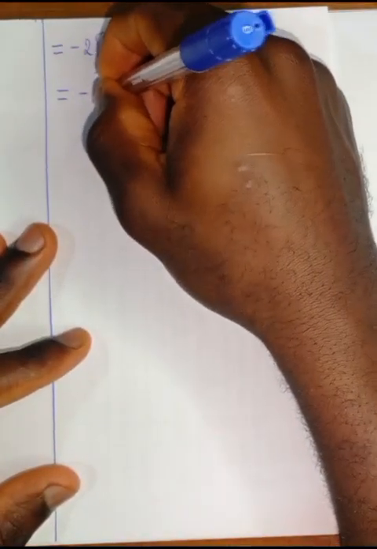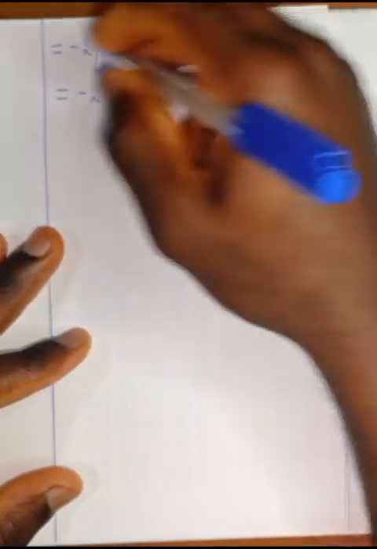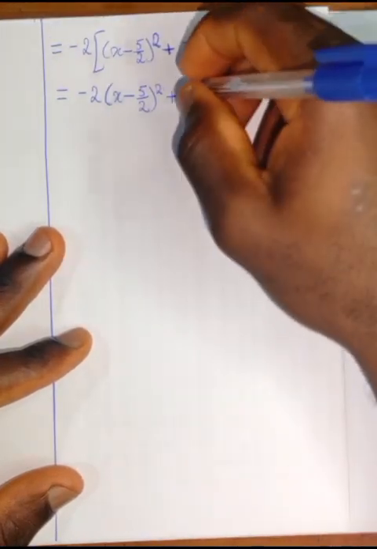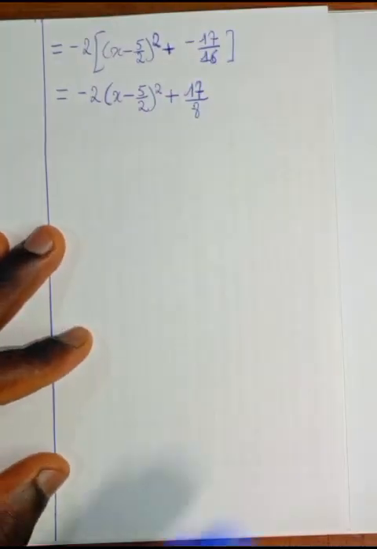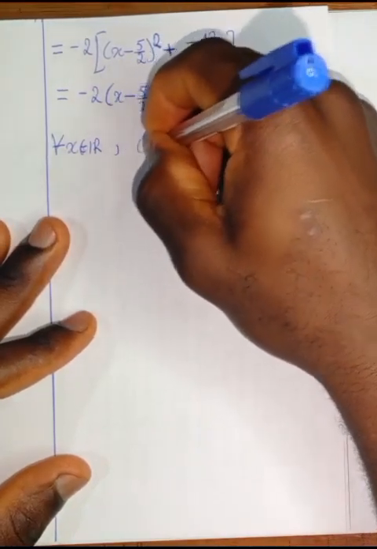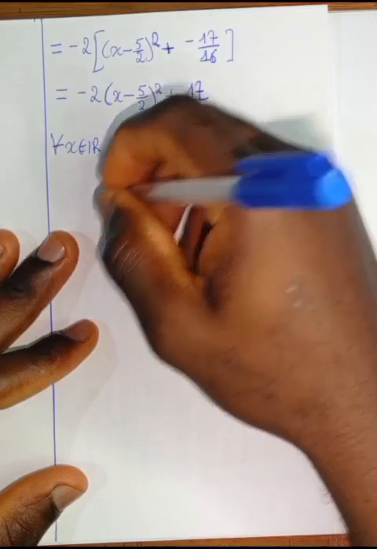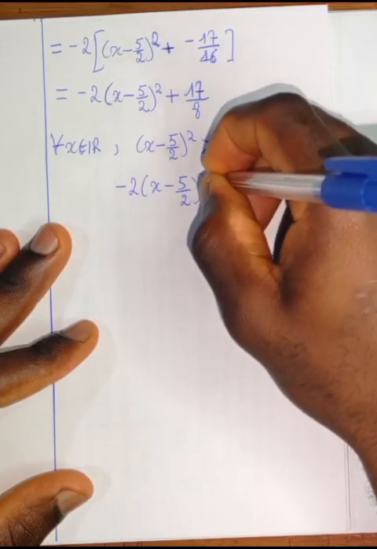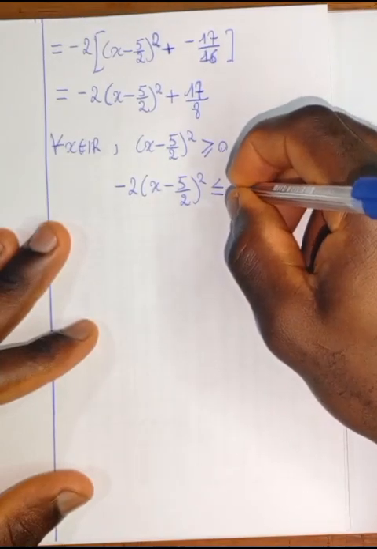This will give us, as we expand, negative 2 times x minus 5/4 all squared, plus, we know negative times negative gives us positive, 2 will go into 16 eight times, plus 17 over 8. Now we write, for every x belonging to the set of real numbers, we know that x minus 5/4 all squared will be greater than or equal to 0. Next, if we multiply both sides by negative 2, the inequality sign will reverse to less than or equal to, negative 2 times 0 remains 0.